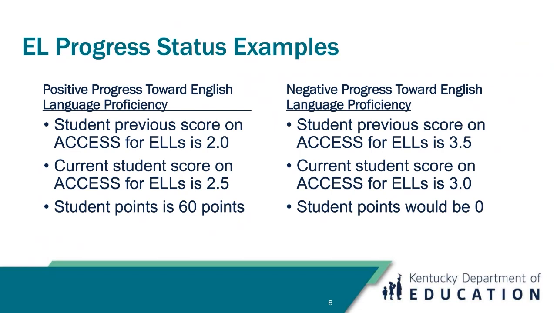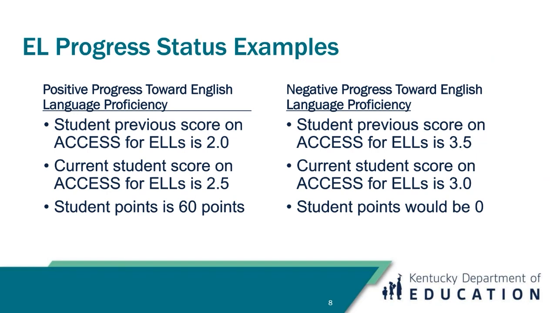And I just want to give you some examples of the product for EL progress. For a positive change, if the student's previous score was a 2.0 and now their current score is a 2.5, then when you go back to the growth table and see where those two intersect, you'll see that student would give you positive change and give you 60 points.